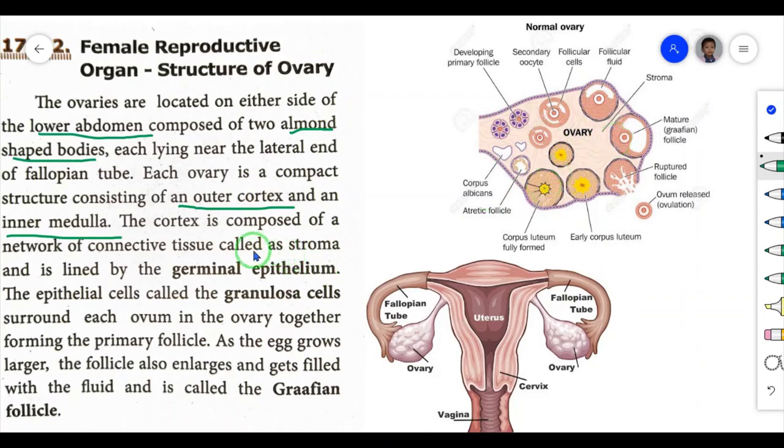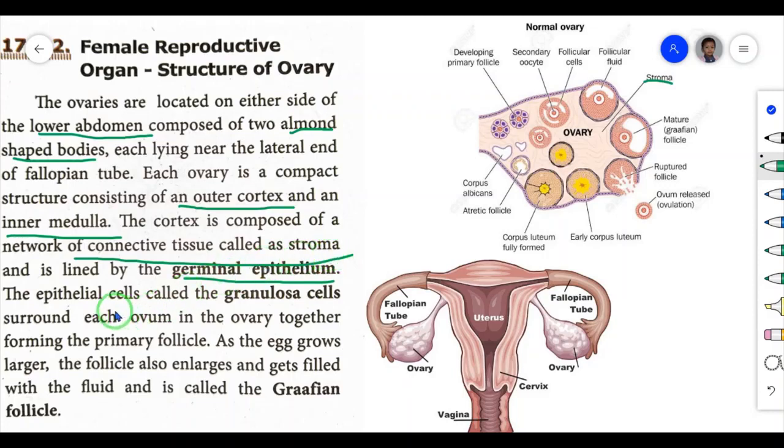The cortex is composed of a network of connective tissue called stroma. So the cortex region is composed of connective tissue, and that connective tissue is known as stroma. And it is lined by the germinal epithelium. So this stroma is lined by germinal epithelium.